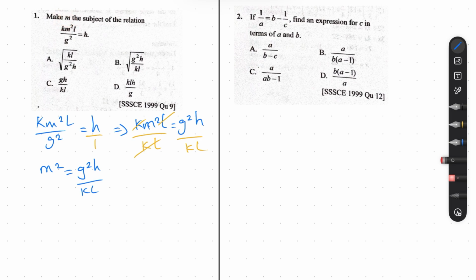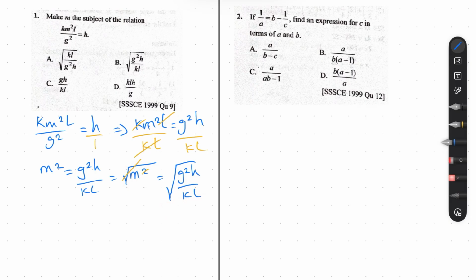So what we can do is we take the square root of both sides. Whatever you do to the left hand side, you do the same thing to the right hand side. So we take the square root of both sides so that the square can cancel. Let's do that. We have the square root of m squared is equal to the square root of g squared h over KL. Now the square root will cancel the square over here. So what are we left with? We're left with m. So this m will be equal to this expression.